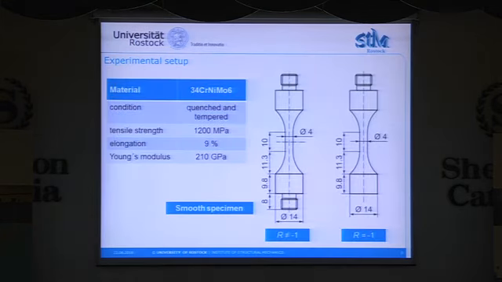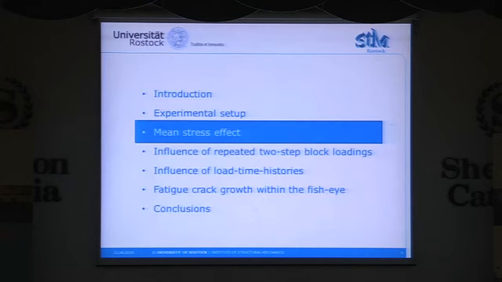So we used a high-strength steel, 34CrNiMo6 steel, in the quenched and tempered condition. It's wheelset axle steel. For an R ratio of -1 we used this kind of hourglass-shaped specimen with a minimum diameter of 4 millimeters. And for all the other R ratios, we use this type of specimen in order to connect the specimen here with the counter bearing of our load frame.